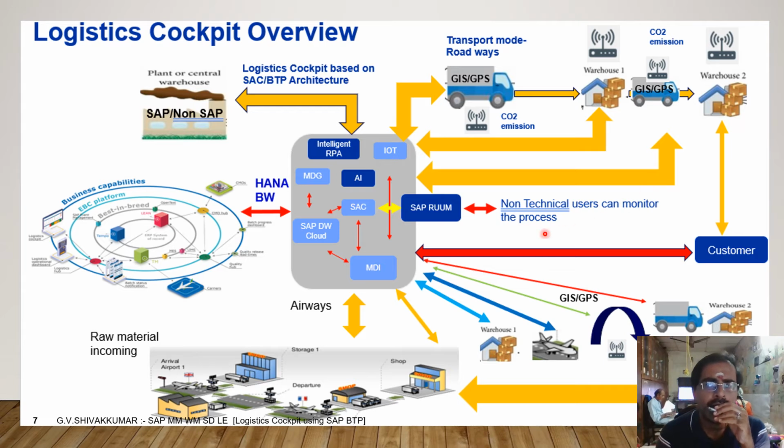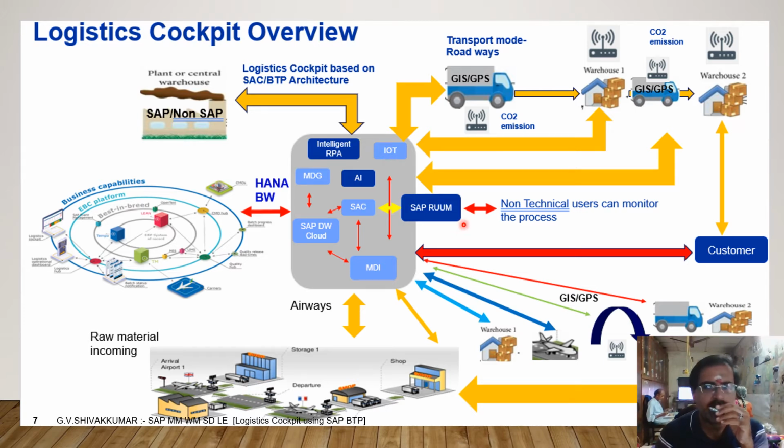And we have SAP RAM. SAP has introduced SAP RAM, which is used, for example, if a user is a non-technical person not having any coding knowledge, he can monitor the end-to-end process, control it, and track and trace it. This RAM can interact with the total BTP platform, so that they can get an online trending of data.